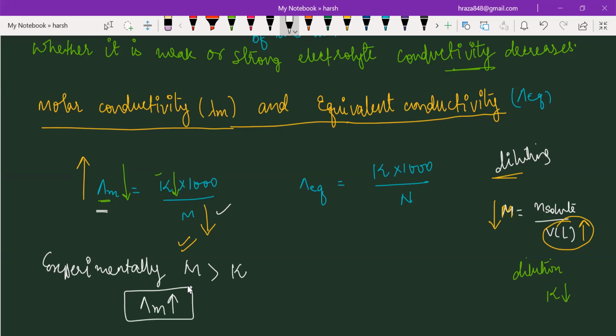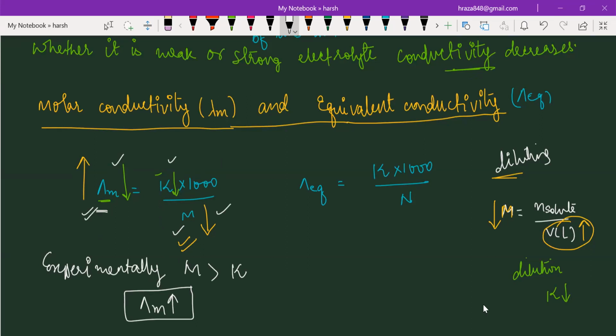As you know, due to dilution, molarity decreases, which means molar conductivity increases. But due to dilution, kappa decreases, which means it also decreases. But molarity dominates kappa, the conductivity. That's why lambda m increases.